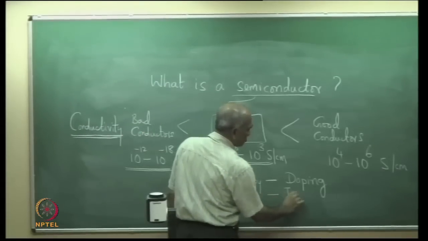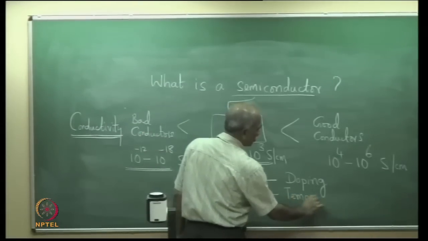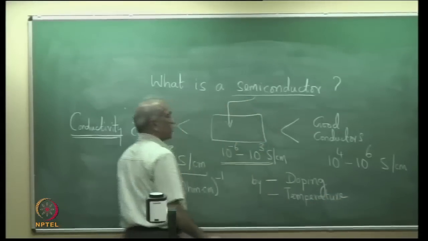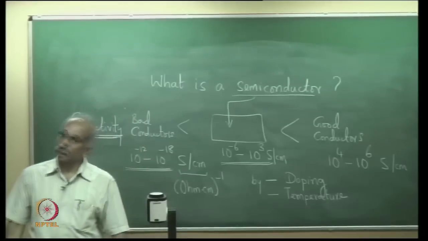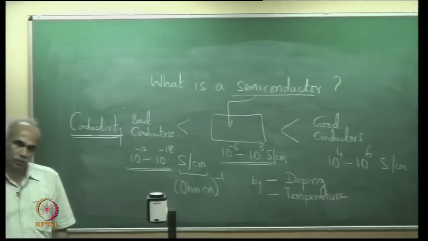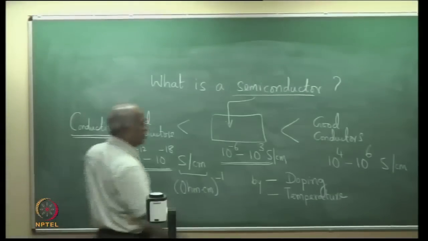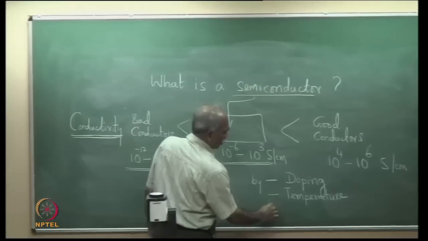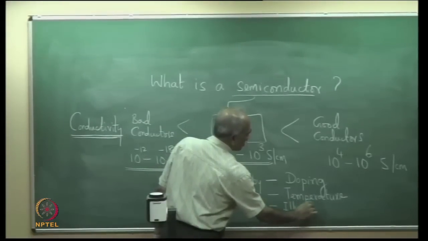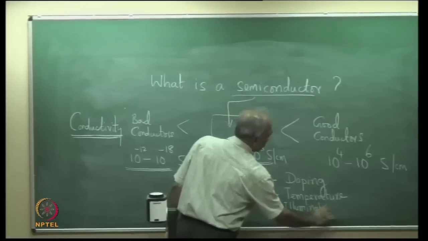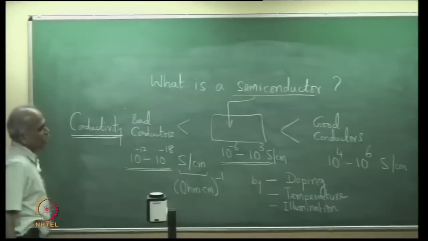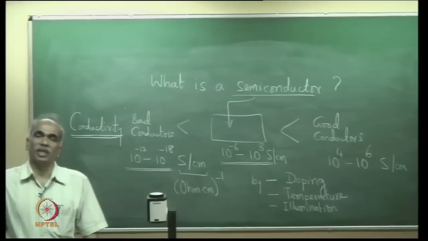by changing the temperature. If you change the temperature, the carrier concentration, and hence the conductivity, can be changed by orders of magnitude, and also by illuminating with light, by illumination. In fact, photodetection is illumination of a semiconductor PN junction.